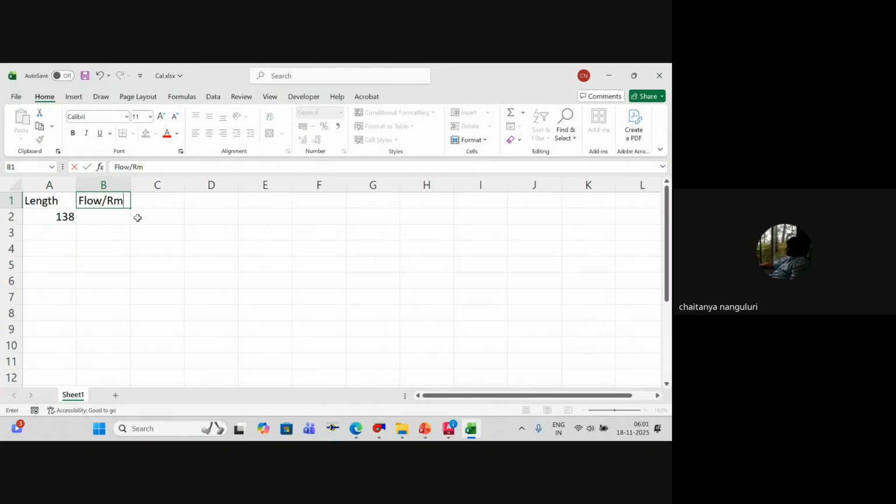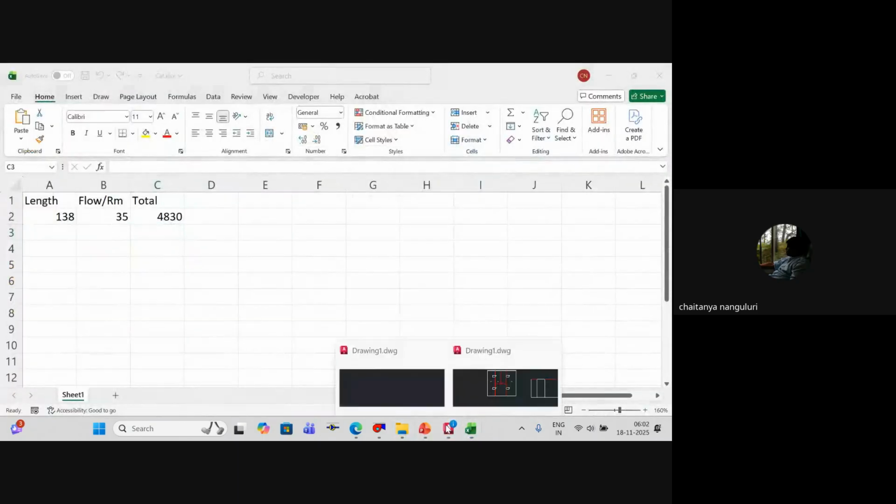Flow 30, per running meter? 35. 35 LPM. So, total flow I require is equal to 138 into 35. So, that is 4830 LPM. I got it. Now, can I directly count the number of nozzles or not?